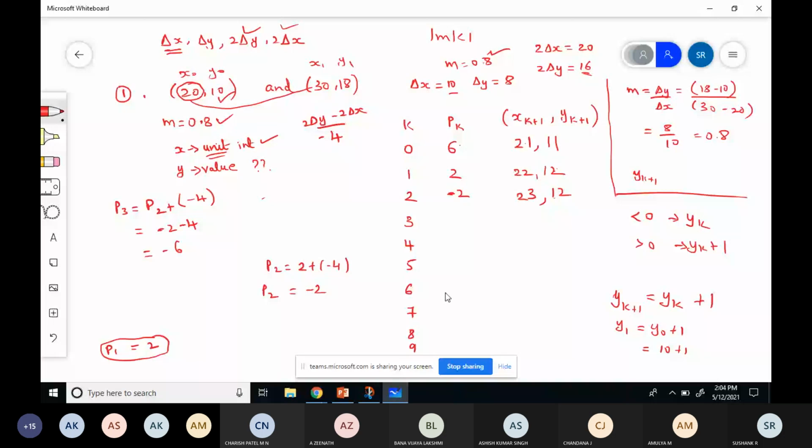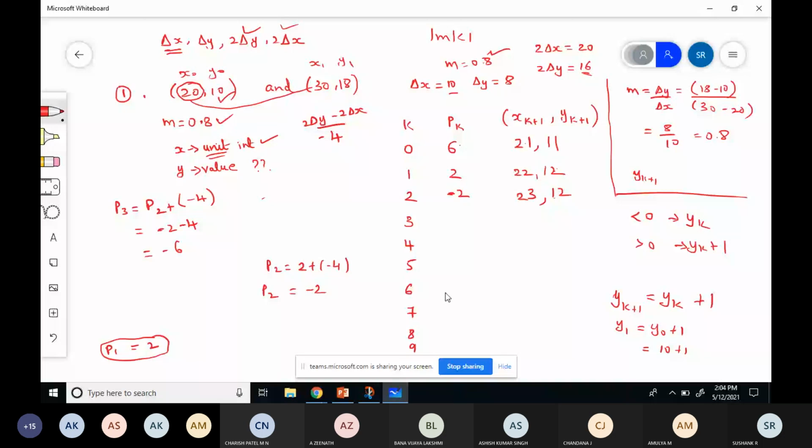Can you identify that? One mistake I've made. So can you identify that? See, purposefully I've made a mistake. So if you have understood the algorithm, by this time you should have identified that.